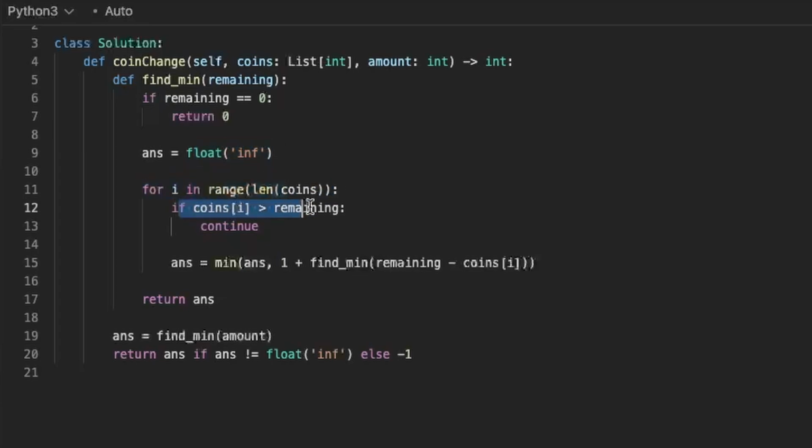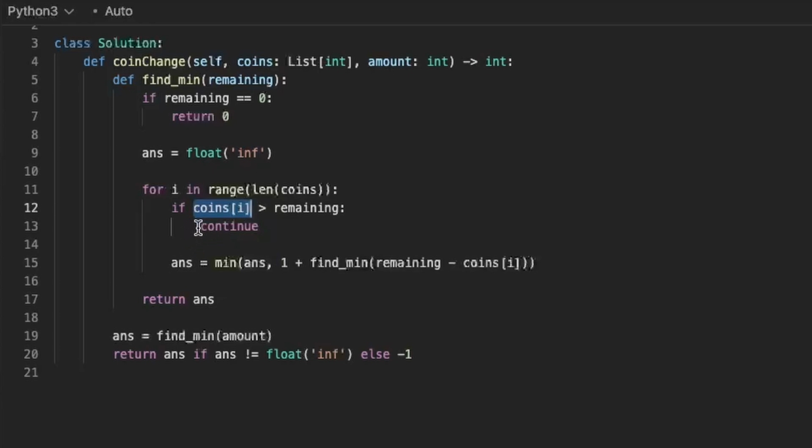And we have this one check that says, if the coin we're looking at is greater than whatever the remaining value we're looking for is, then we don't want to do anything. Because say, for example, our coin is 6, but we're only looking to make 5. It doesn't make any sense to use this coin as part of this configuration, because we know it's going to give us a negative value, which doesn't make sense when we're dealing with coins.